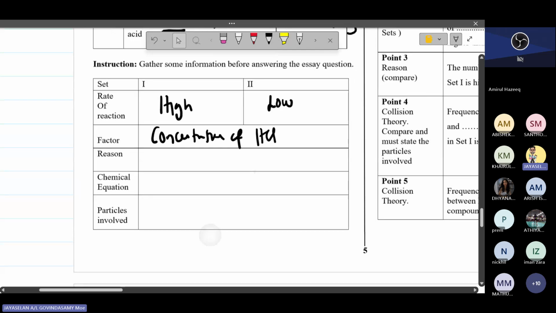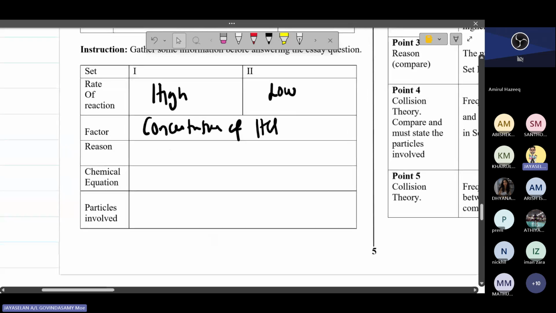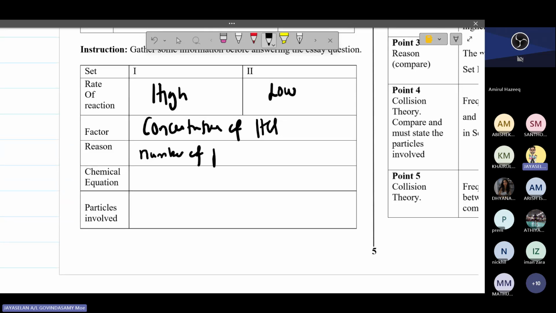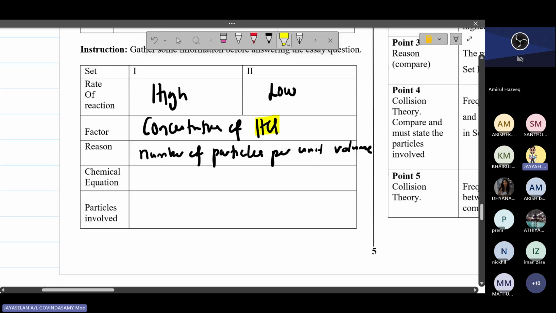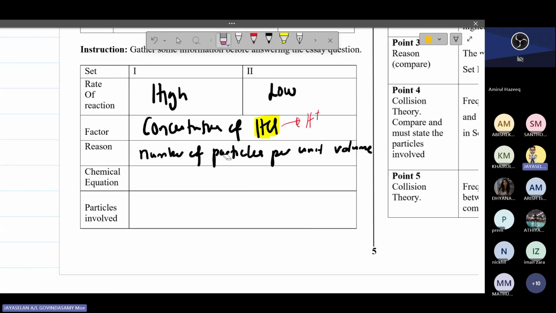Okay, what is the definition? Reason for concentration, tolong ingat: number of particles per unit volume. This is the reason. But what you all do, you must specify the answer, the concentration of hydrochloric acid, right? Acid means what particle? Hydrogen ion. So you all have to specify number of hydrogen ion per unit volume in set 1 higher than set 2. Okay, then you do the chemical equation.